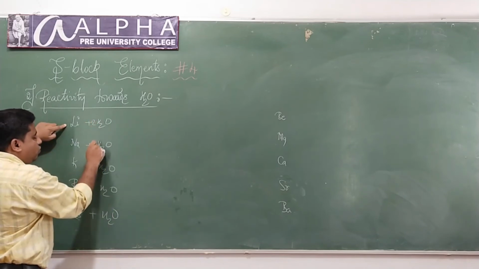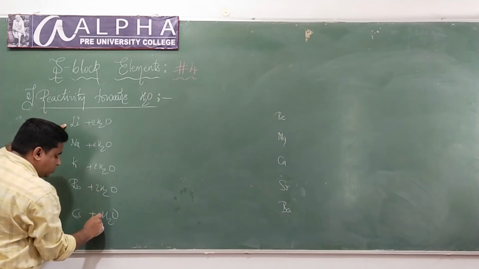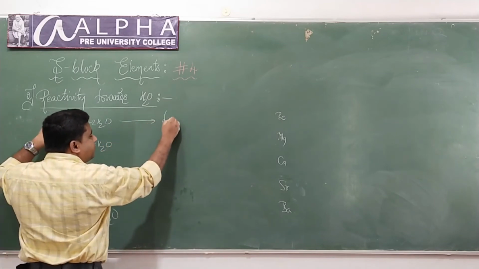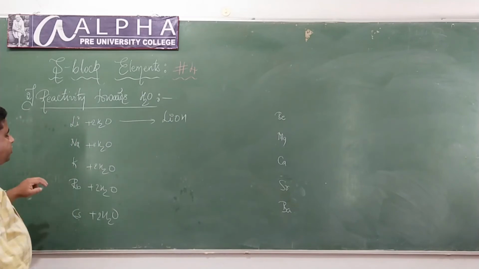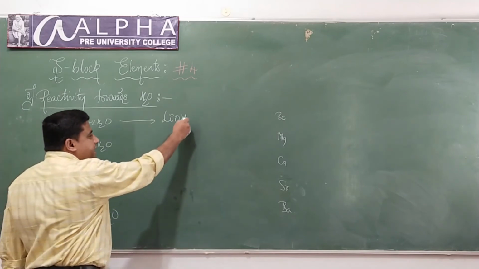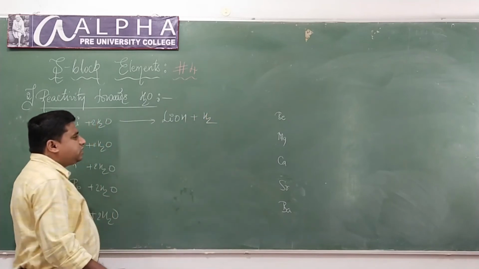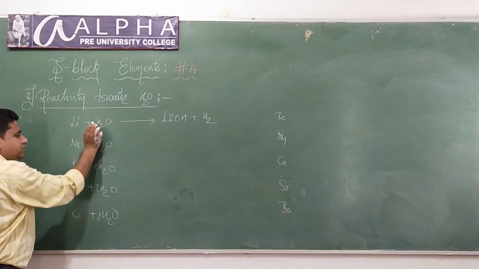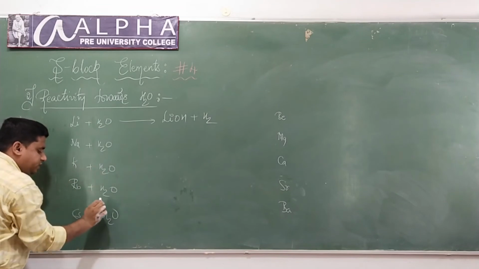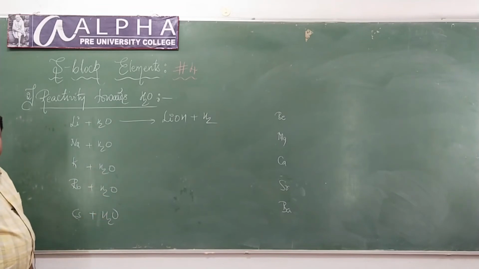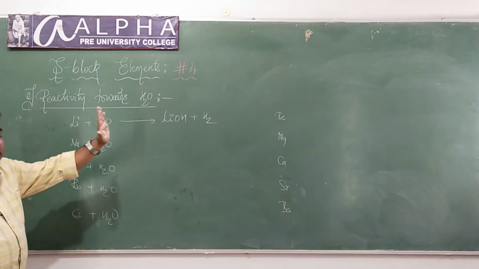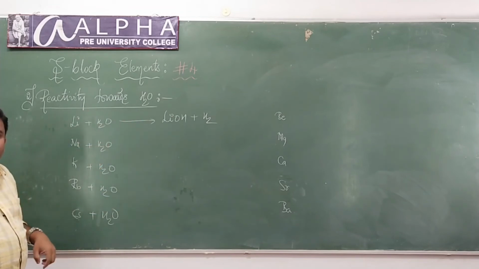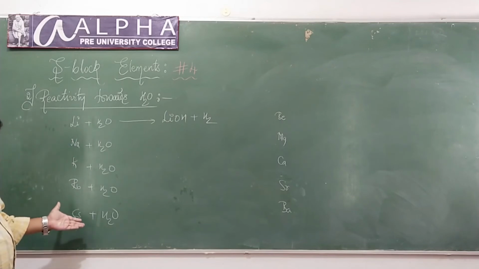Whenever alkali metals react with water, they form hydroxides, and they liberate hydrogen gas. Don't worry about balancing the reaction. We just want to know what products are formed and how the reaction takes place. When alkali metals react with water, they form hydroxides, and there is liberation of hydrogen gas. Every alkali metal will react in a similar way.